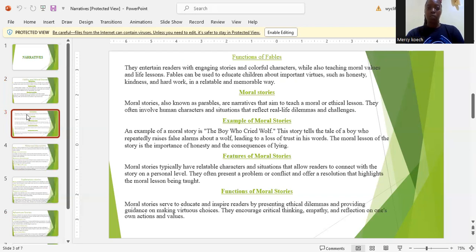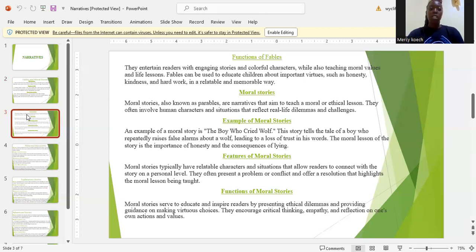Functions of fables. They entertain readers with engaging stories and colorful characters, while also teaching moral values and life lessons. Fables can be used to educate children about important virtues such as honesty, kindness, and hard work in a relatable and memorable way. The next is moral stories.